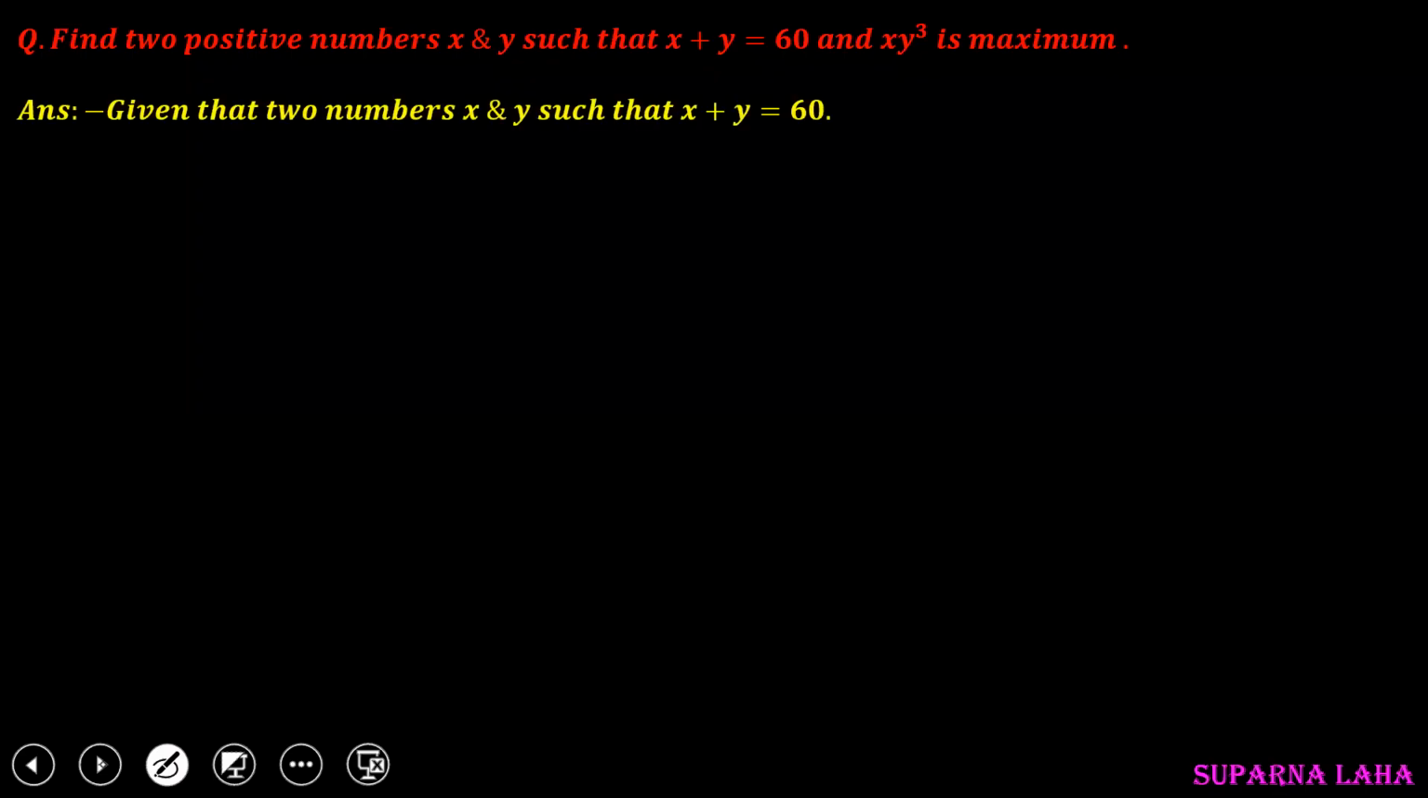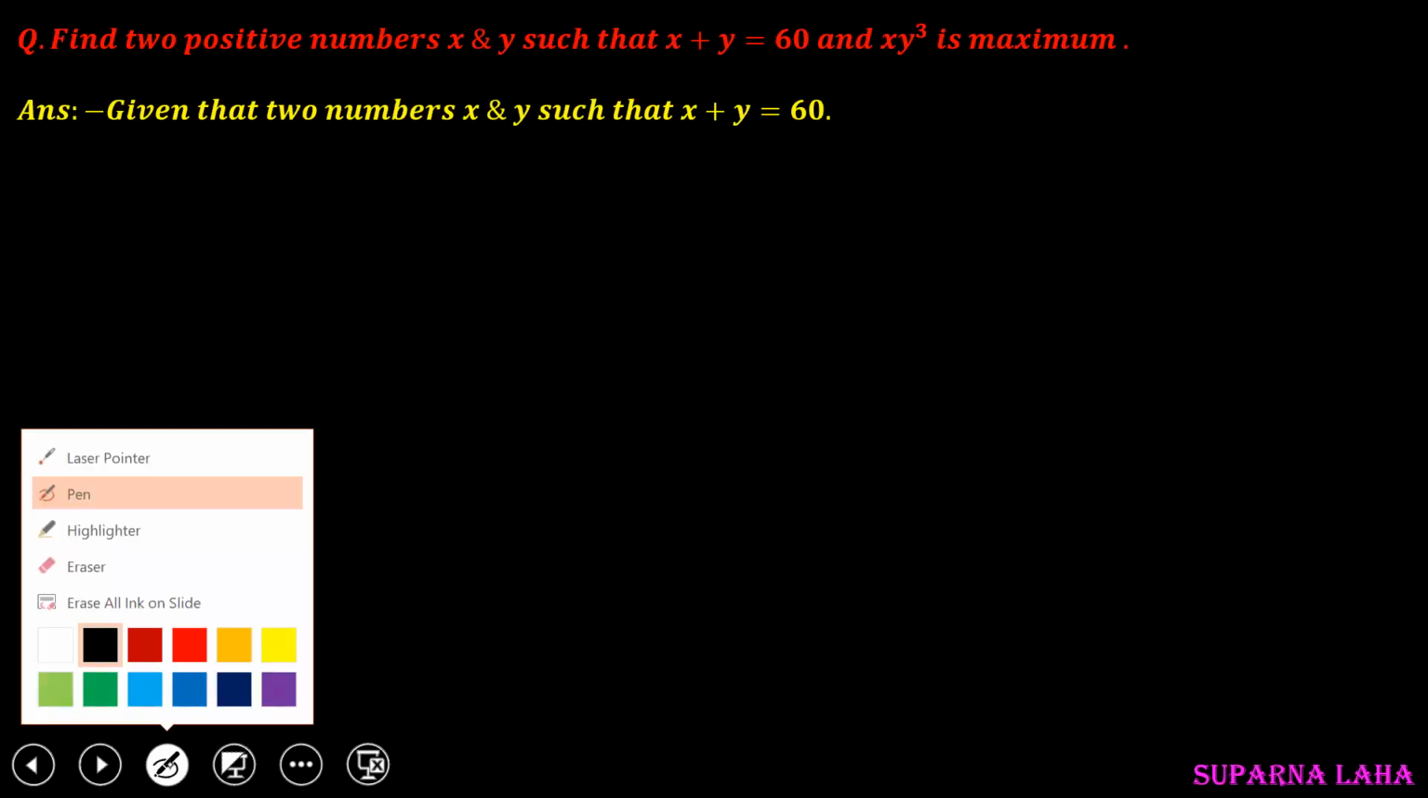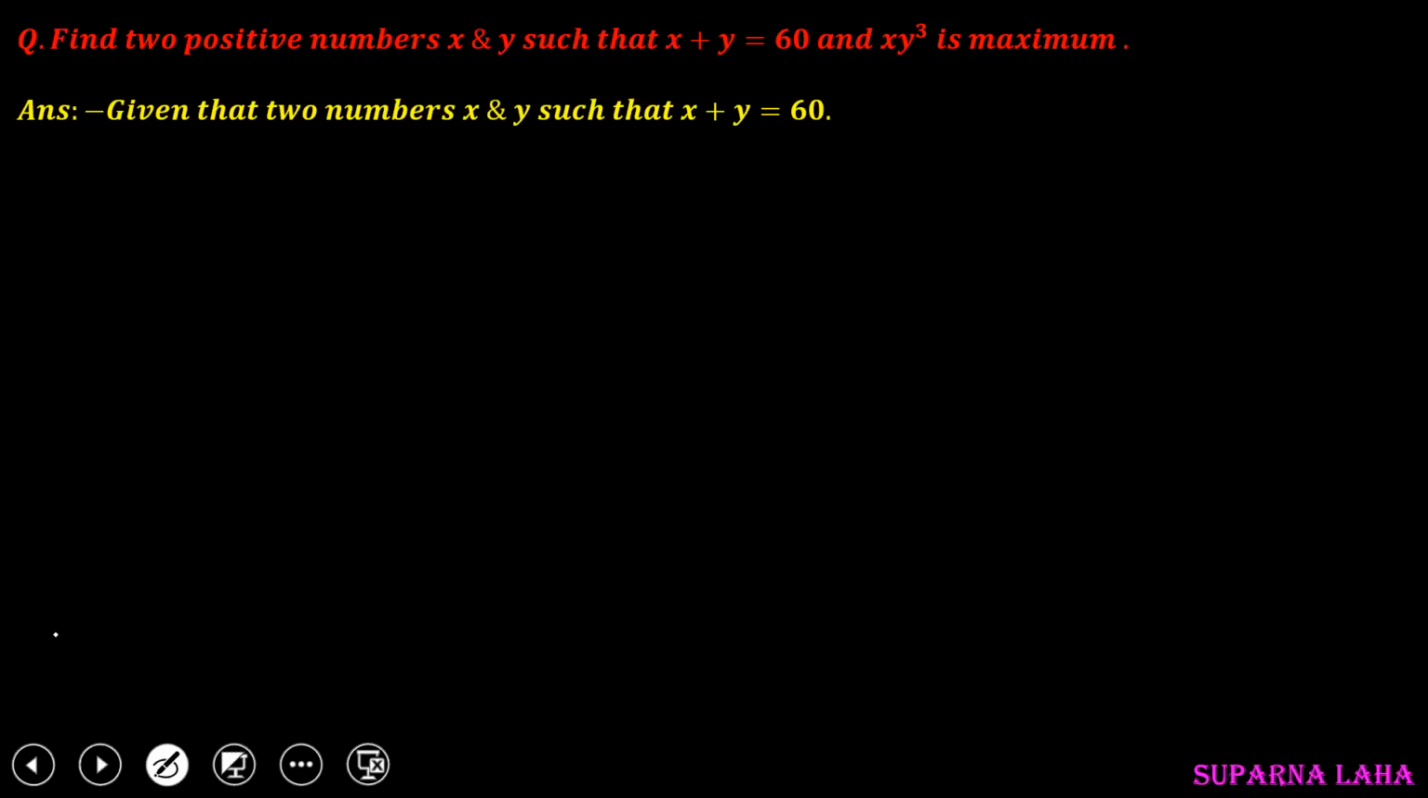Find the positive numbers x and y such that x plus y is 60. So now if x plus y is 60, and we need to find the maximum value for this function x into y cube, first of all, we need to find this f of x. So let's find first f of x. So if x plus y is 60, then y is given by 60 minus x. And then put the value of y into this function, that is x into 60 minus x the whole cube.